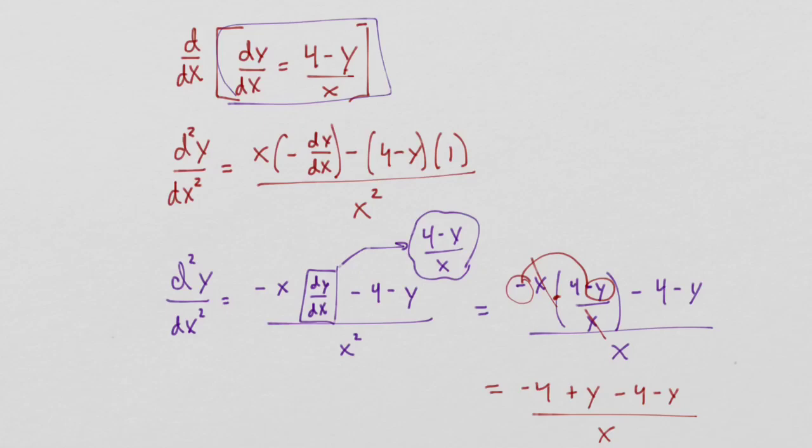And then some other good stuff happens here. I'm going to have my y and my y cancel out, and I've ended up with negative 4 minus 4, which is negative 8 over x. So the double derivative, final answer, is negative 8 over x. So it just so happens, oh, what a horrible 8. It just so happens that this is an example where the double derivative looks simpler than the single derivative.